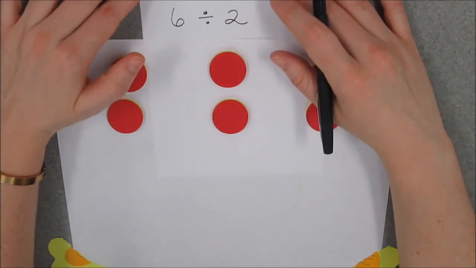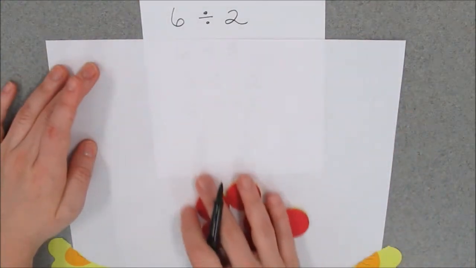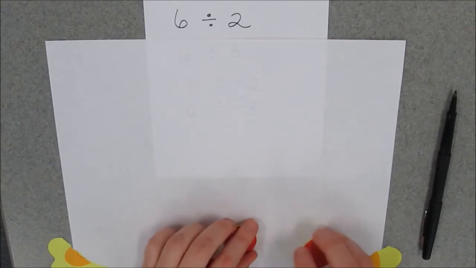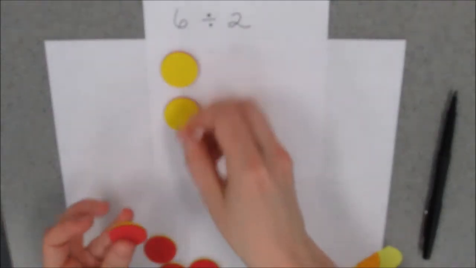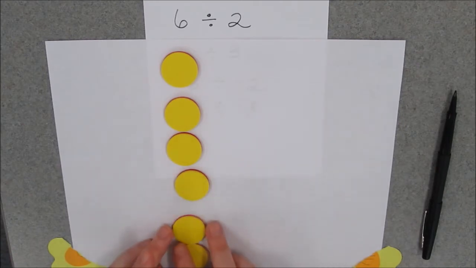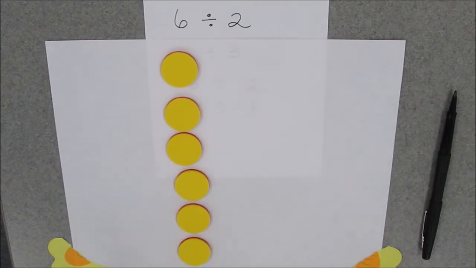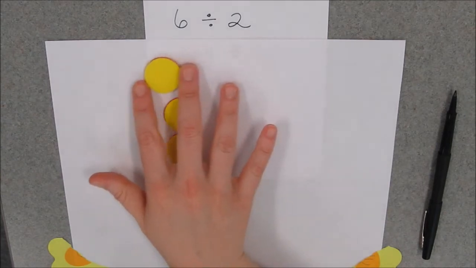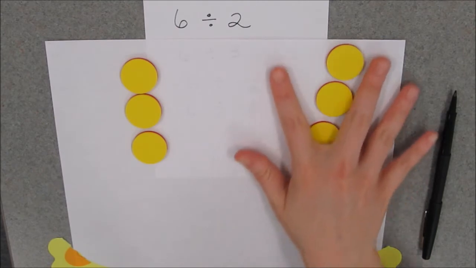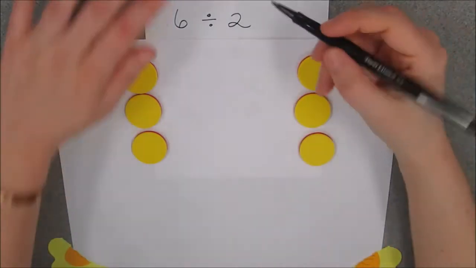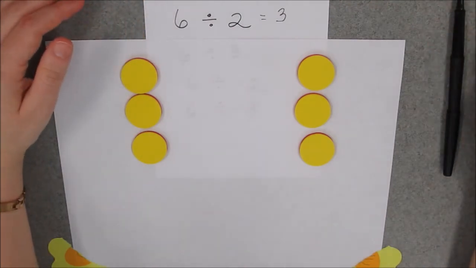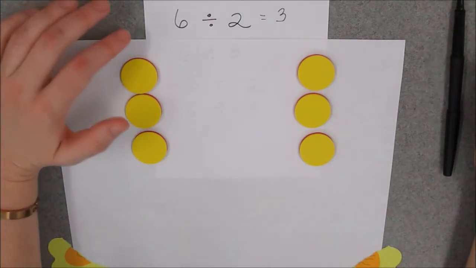Let's look at a different problem. I'm going to have +6 divided into 2 groups. So I have 6 positive counters, and I'm going to divide them into 2 groups. 1, 2, 3, 4, 5, 6. That gives me 3 positive counters in each group.